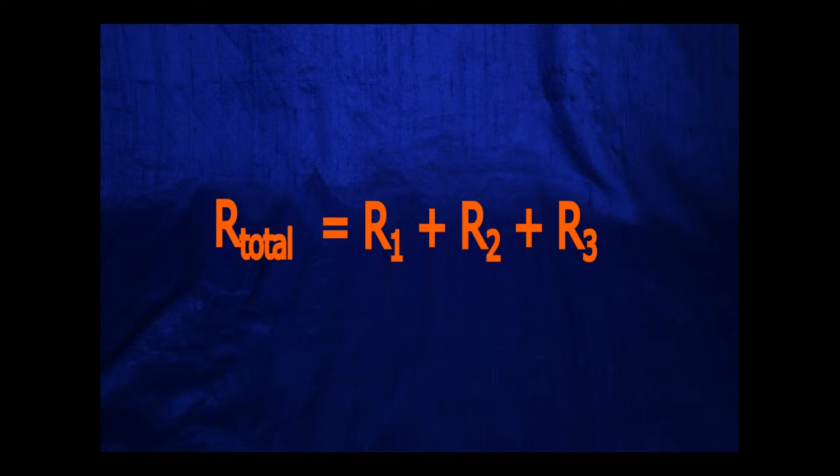the equation for the total resistance of a set of resistors in series. The total resistance of a set of resistors in series is R1 plus R2 plus R3. If you have more resistors, that equation just carries on adding them in.